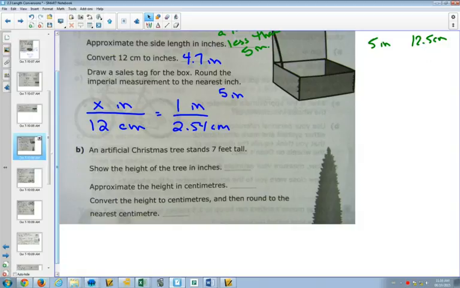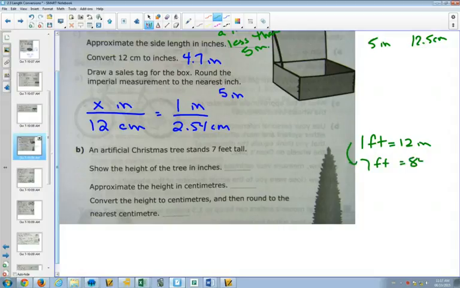Now, this is an interesting one because, first of all, it says, what is the height of the tree in inches? And you have feet, and you look on your formula sheet, and sure enough, it says that 1 foot is 12 inches. So we can set up a proportion, or maybe you can see a shortcut and just say, well, if I know that 1 foot is 12 inches, 7 feet would just be multiplying by 7. So I can multiply this by 7 and get 84 inches.